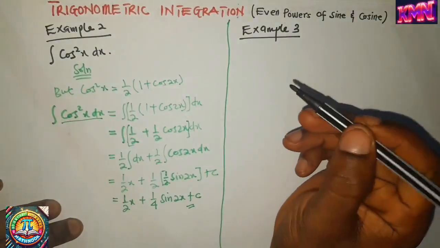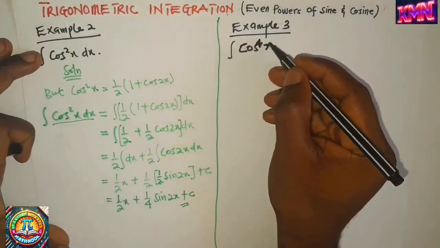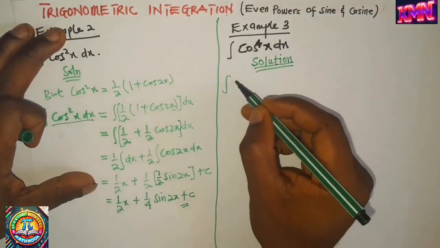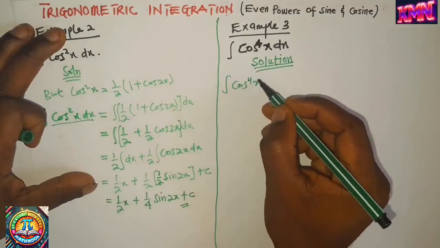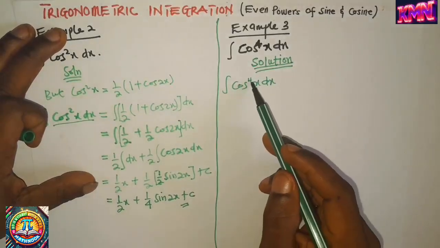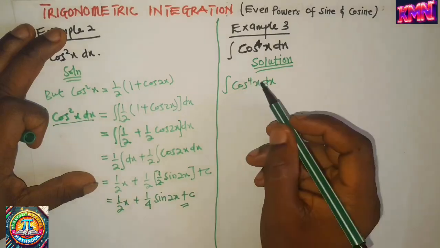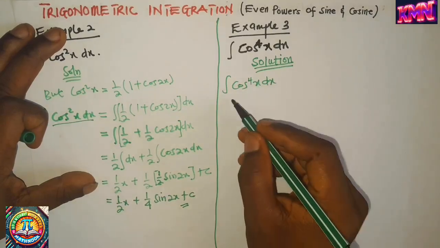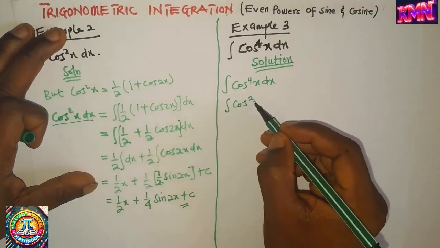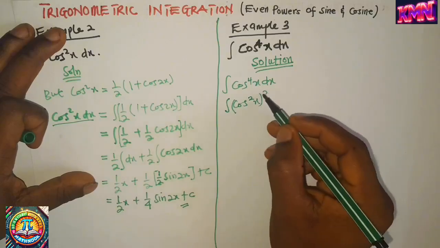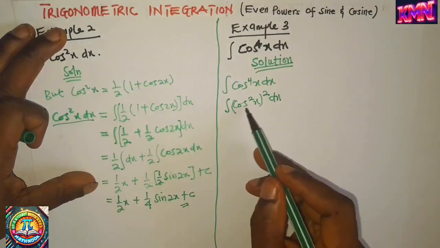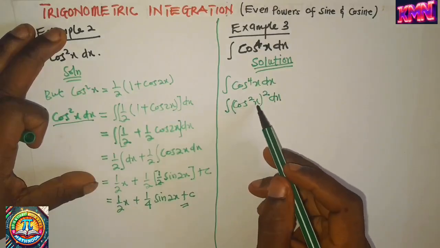Let's increase the power to 4. So we have the integral of cosine power 4x dx. When the power is more than 2, we have to split the power, which will give us the integral of cosine squared x, all squared, dx. But we know the power reducing identity for cosine squared x.